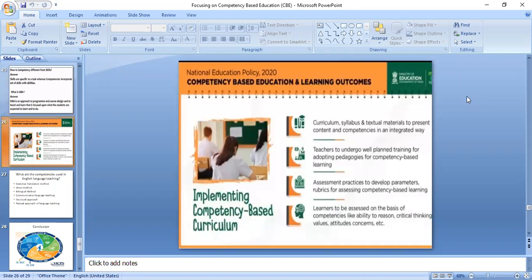Now come to the National Education Policy of 2020 and competency-based education and learning outcomes. In the competency-based education project, CBSE aims to strengthen the capacity of schools to deliver high-quality competency-based lessons, particularly in science, maths, and English. And we are working with the Central Board of Secondary Education at the secondary level to improve competency-based assessment through this initiative.